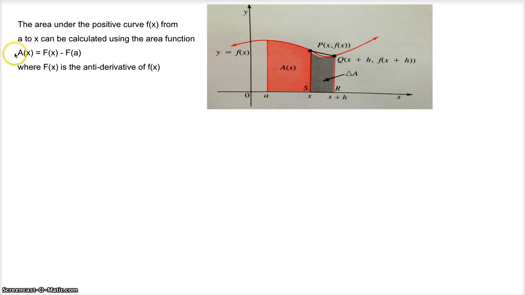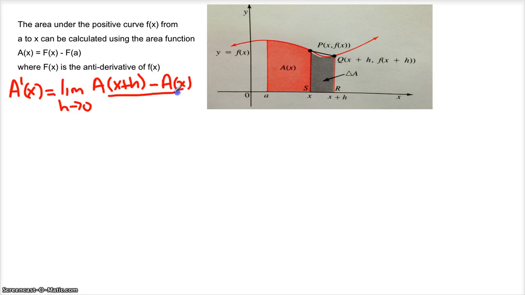So first off, let's just recall the definition of the derivative of any function and apply it to A. So the derivative of A is equal to the limit as h approaches 0 of A at x plus h minus A at x, divided by h. Definition of any function. Now, let's take a close look at this numerator. And let's look at our diagram.